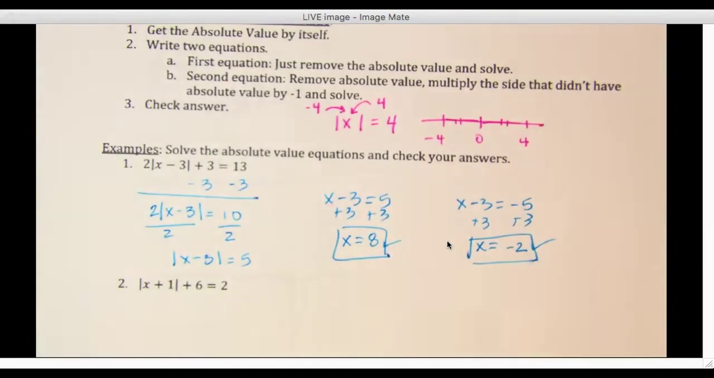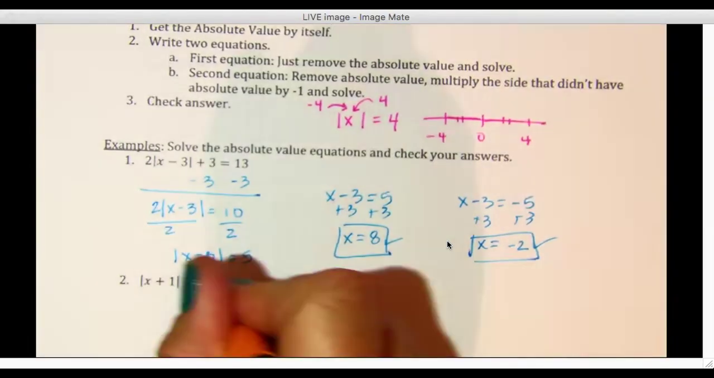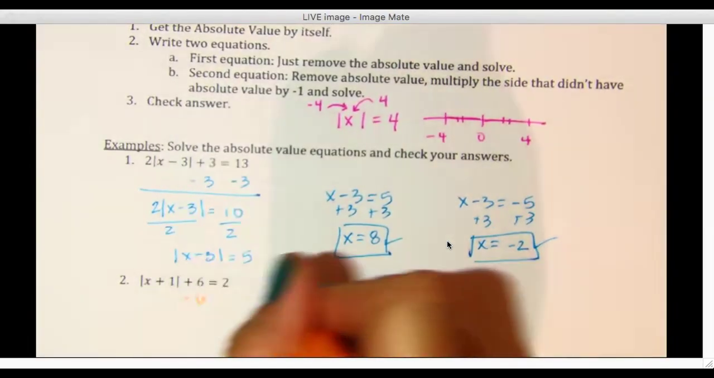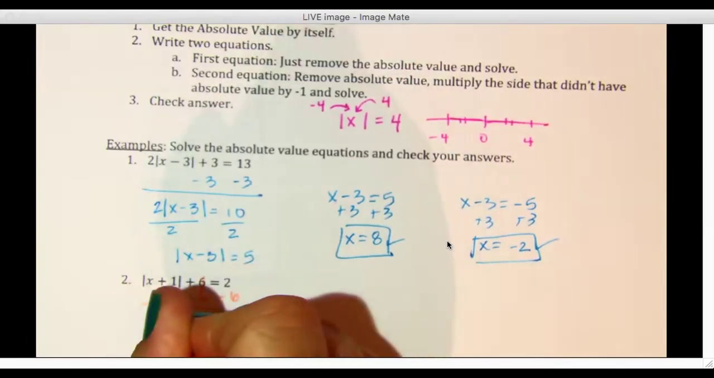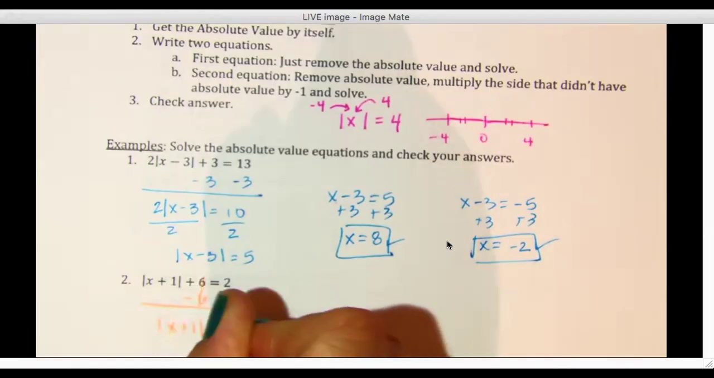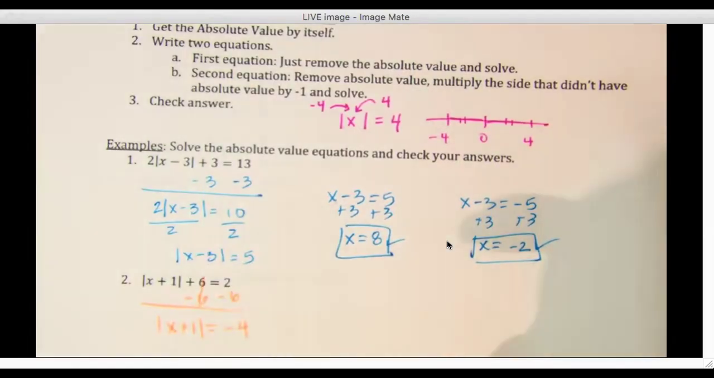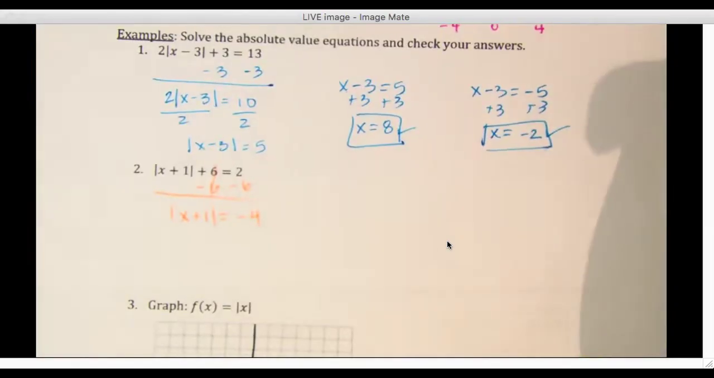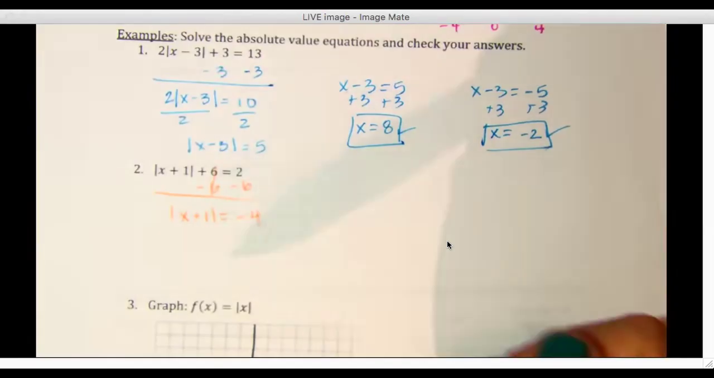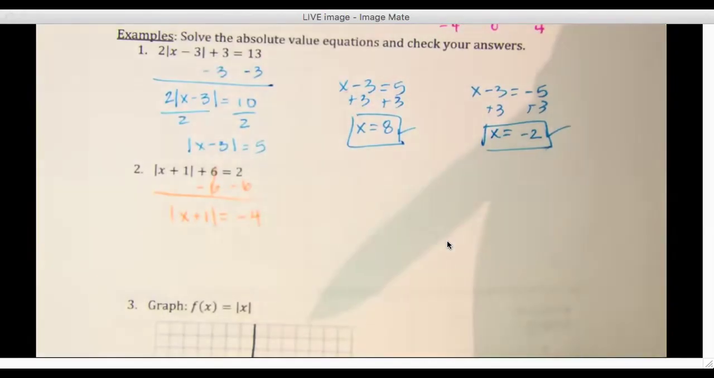In the next example, we're going to see something interesting happen. Here, I'm going to go ahead and get the absolute value by itself. So I subtract 6 from both sides, and I get absolute value of x plus 1 is equal to -4. Now, at this point, this should give you some pause because you're seeing here that the absolute value is equal to -4, and I have the absolute value by itself here.